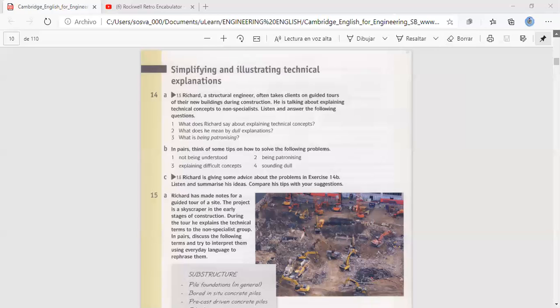So let's listen to the audio and let's think about these problems. Let's listen to Richard and some of the tips that she might say about this. So let's listen carefully. Point 5.